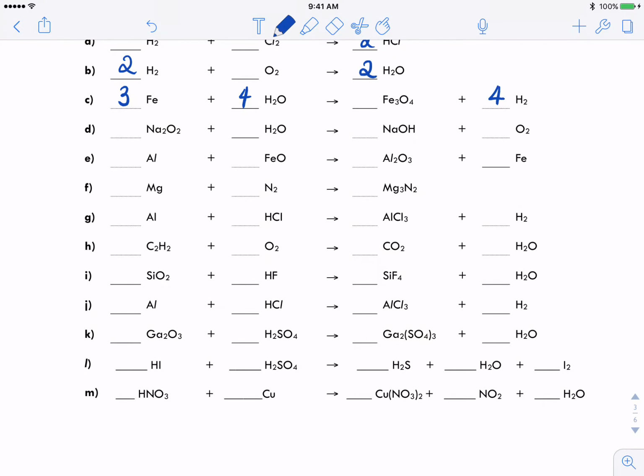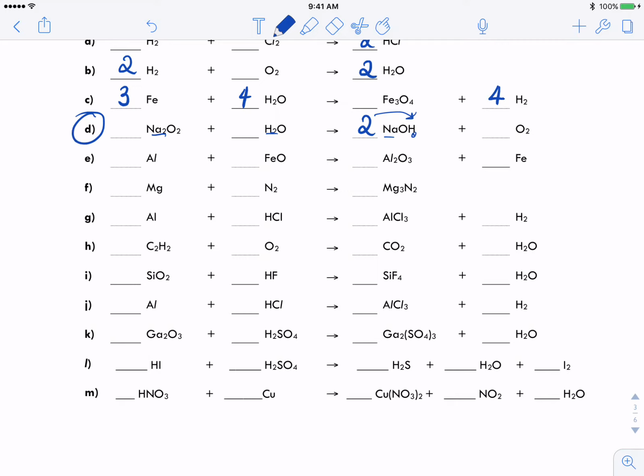Okay. 1d, Na2O2 with H2O. I think this is the difficult one. H2O gives NaOH and oxygen gas. So how do I do this question? First, I think the easiest one to balance will be your sodium. 2 sodium on both sides. So with 2 sodiums on both sides, let's look at the hydrogen. There's 2 here. There's also 2 here. So hydrogen is balanced.